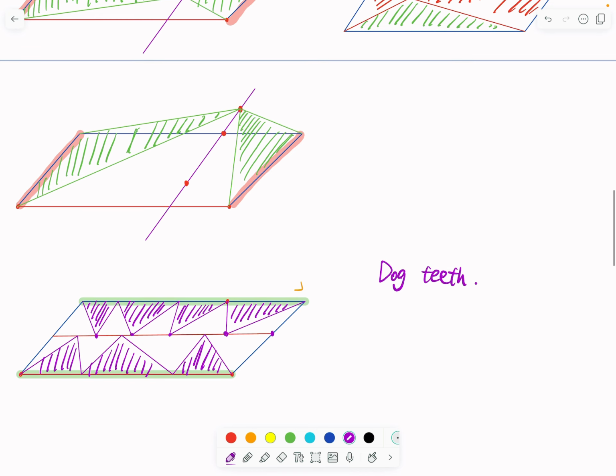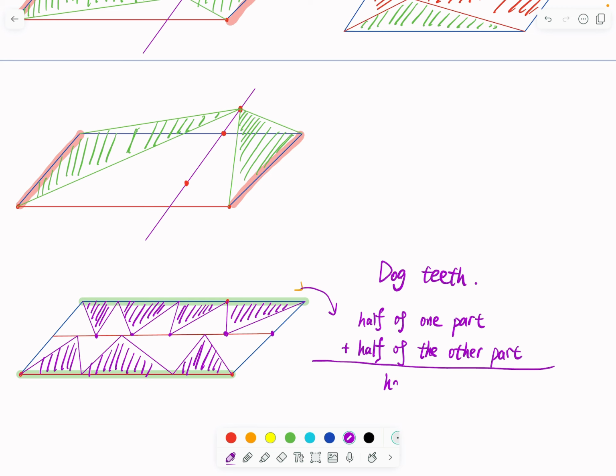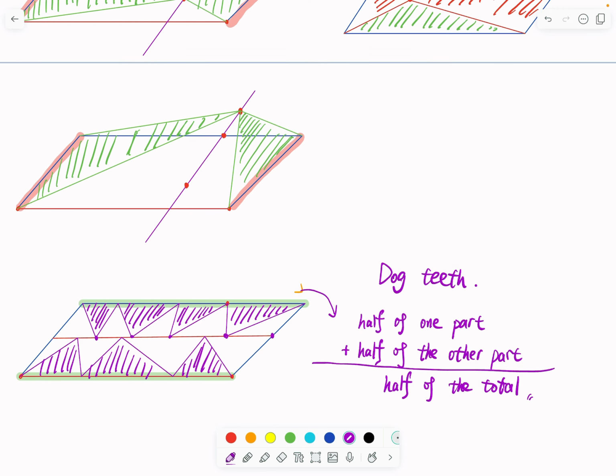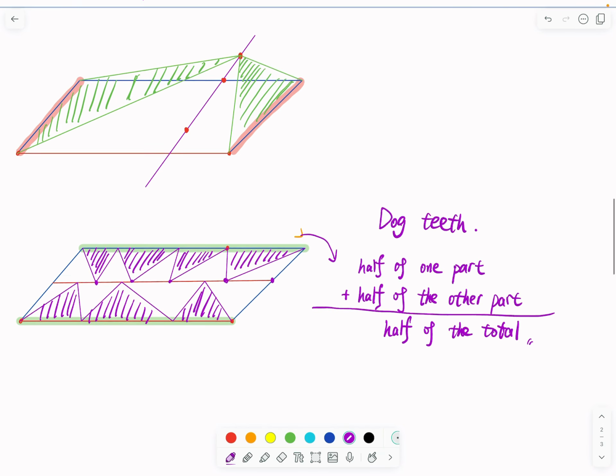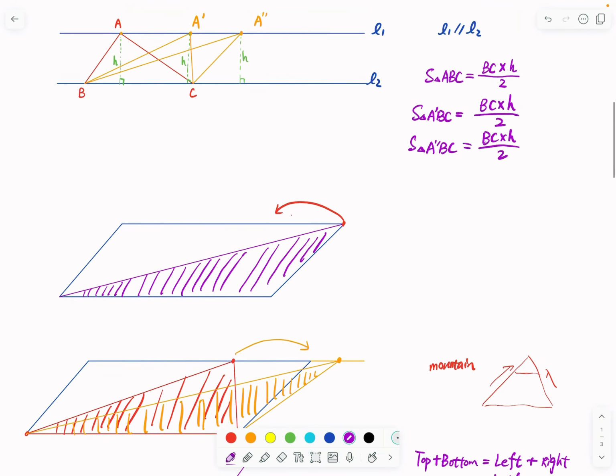So from this picture, we can find a conclusion. If I cut a parallelogram into several parts, you can see the half of one part plus the half of the other part. You can see the total shaded area is also half of the total. Okay, so this is very important. So here are some basic things about the parallelogram half model. I hope you can remember these basic things, and after that, do more practice.